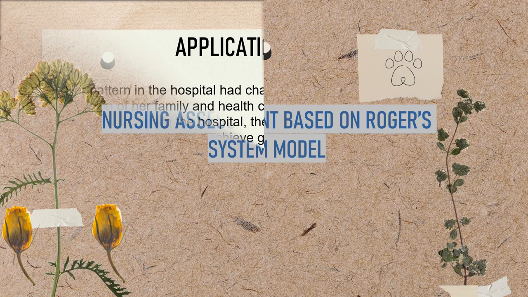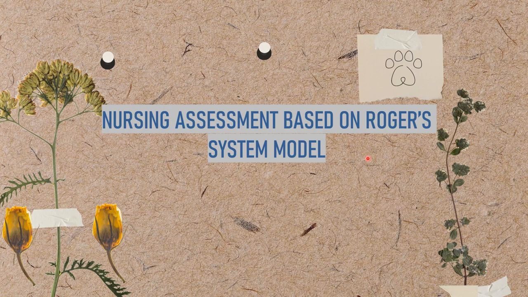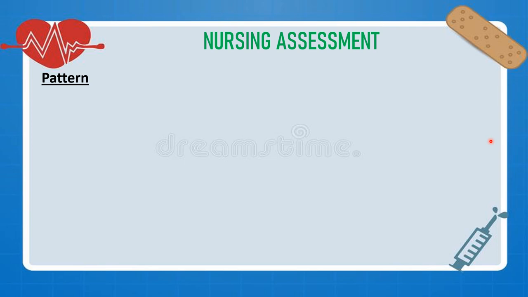Now, let's see the nursing assessment based on Rogers system model. May I remind you again that the nursing process is actually a series of steps that includes your five major steps: the assessment, diagnosis, planning, intervention, and evaluation. Okay, the focus of the next slide is about the nursing assessment. So now, this is an example of nursing assessment data before pattern.